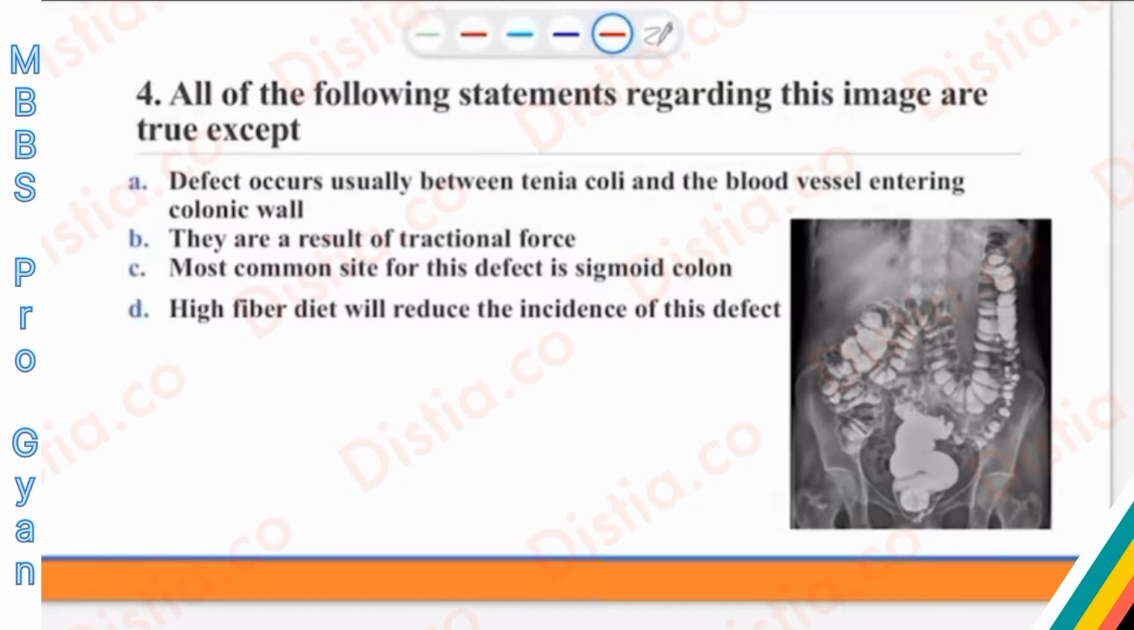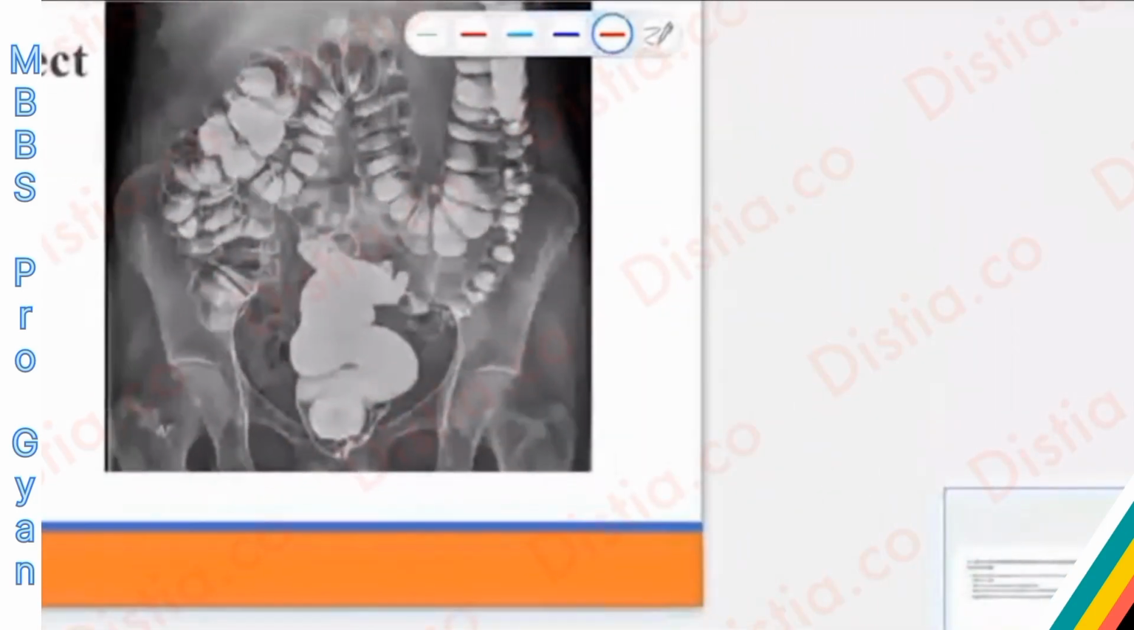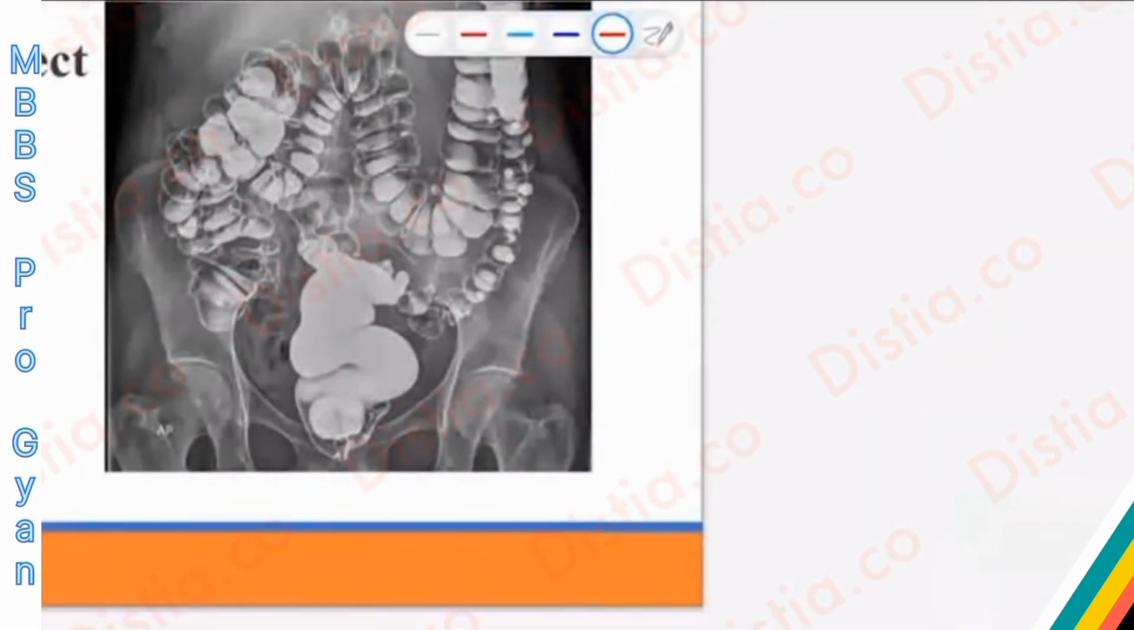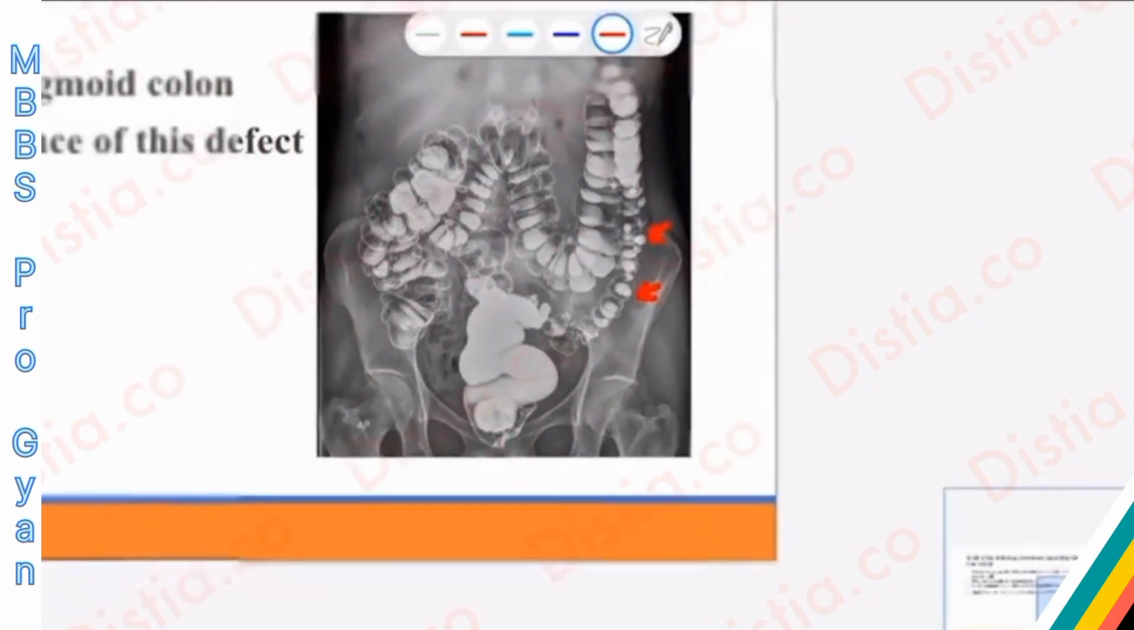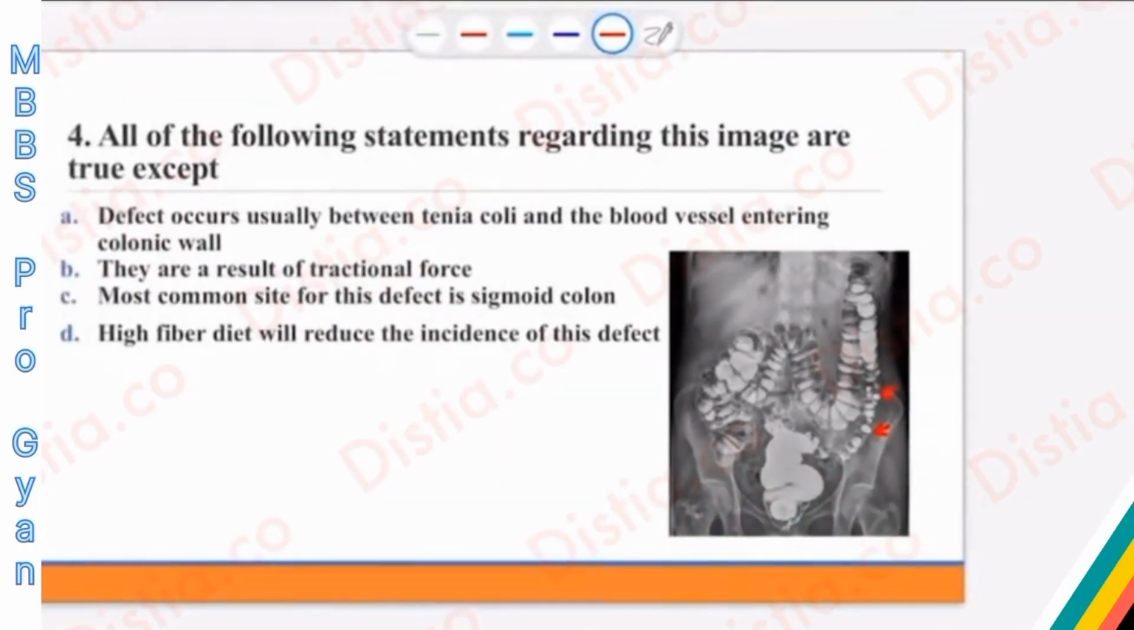The next one says, all of the following statements regarding this image are true except. So let us just focus on the image per se, which I'll zoom in on before you. You will definitely be able to see that this is a contrast study. This is a barium enema. And one of the highlights seen in this patient is these outpouchings, which are present especially towards the sigmoid colon. So the first differential diagnosis in this case would be diverticulosis.